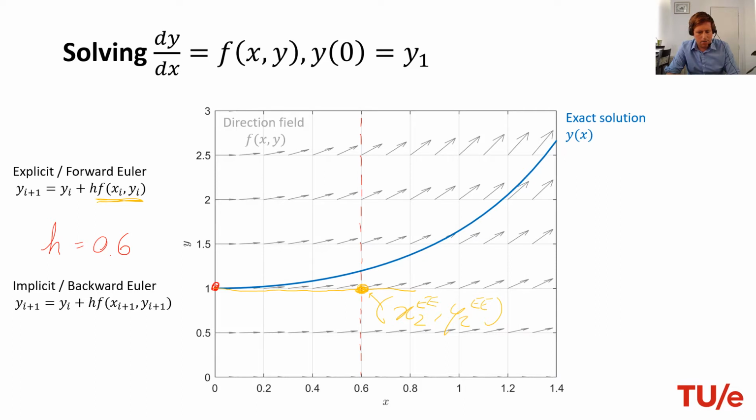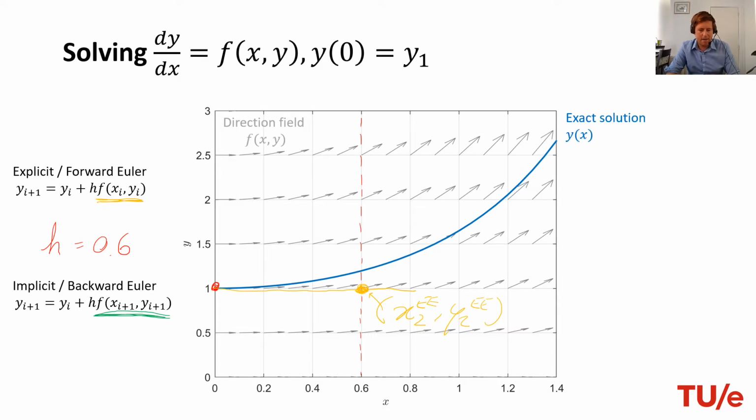Now, how about implicit Euler? Implicit Euler, let me draw that in green. Implicit Euler or backward Euler actually evaluates the direction field not at point i, but at point i plus 1. So this actually corresponds to also drawing a line which has the slope corresponding to these gray arrows over here. But it's not evaluated at step i, but at step i plus 1.